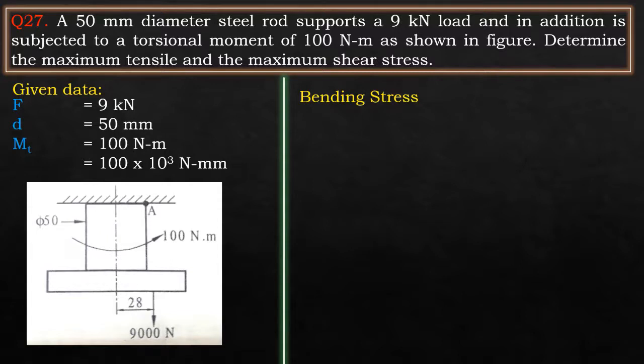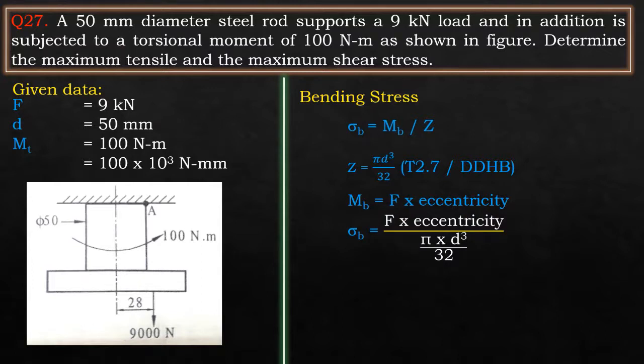Also, we can determine the bending stress by using the equation sigma B is equal to Mb by Z, where Z is given by the equation pi d cube by 32, which is obtained from table 2.7 from the data handbook, and Mb can be obtained by multiplying the force with eccentricity. In this case, force is 9000 newtons and eccentricity is 28 mm. By substituting all these values, force into eccentricity divided by the value of Z, we will be able to determine the bending stress, which is equal to 20.534 megapascals.